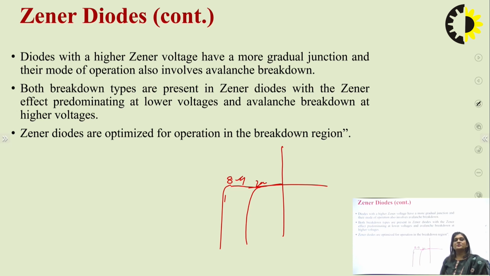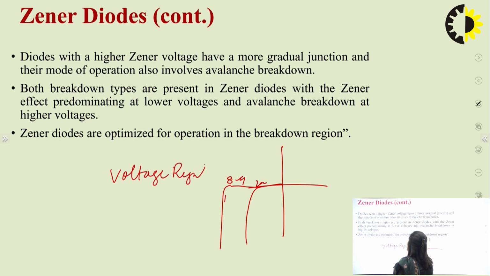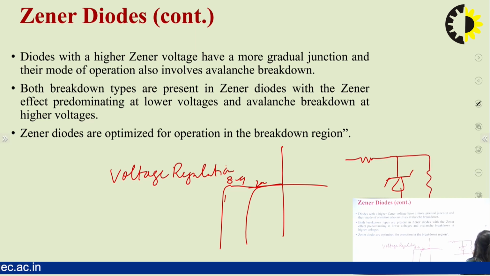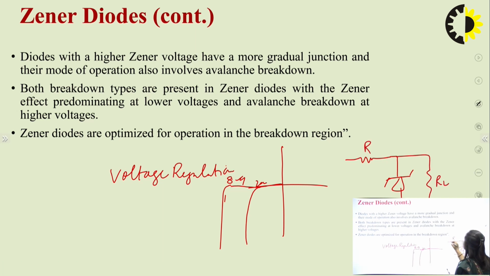So Zener diodes are optimized for operation in the breakdown region, and one of the major applications of the Zener diode is that it can be used as a voltage regulator. Voltage regulation is a major application for the Zener diode. For voltage regulation, we have a resistor R, and this is our Zener, and this is our load RL, and here is the power supply plus minus Vs.